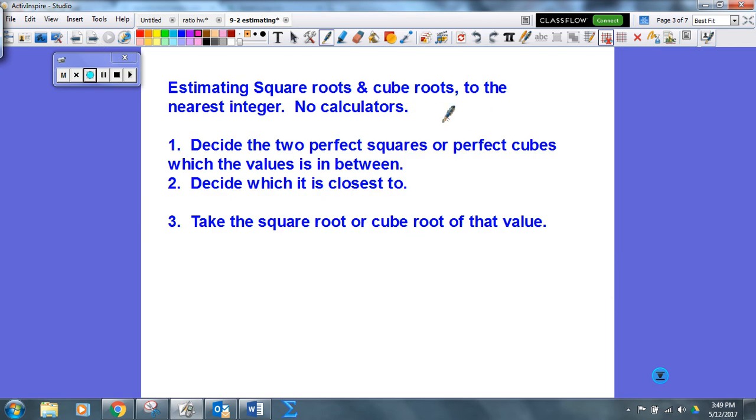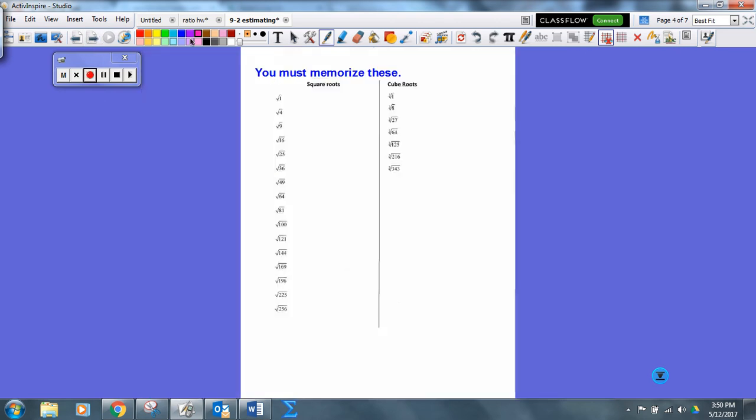Today what you're going to learn how to do is estimate square roots and cube roots to the nearest integer. There will be no calculators on your quiz on Tuesday. So the first thing you need to do is decide the two perfect squares or perfect cubes which the value is in between. Decide which it's closest to, and then I take the square root or cube root of that value. So here we go.